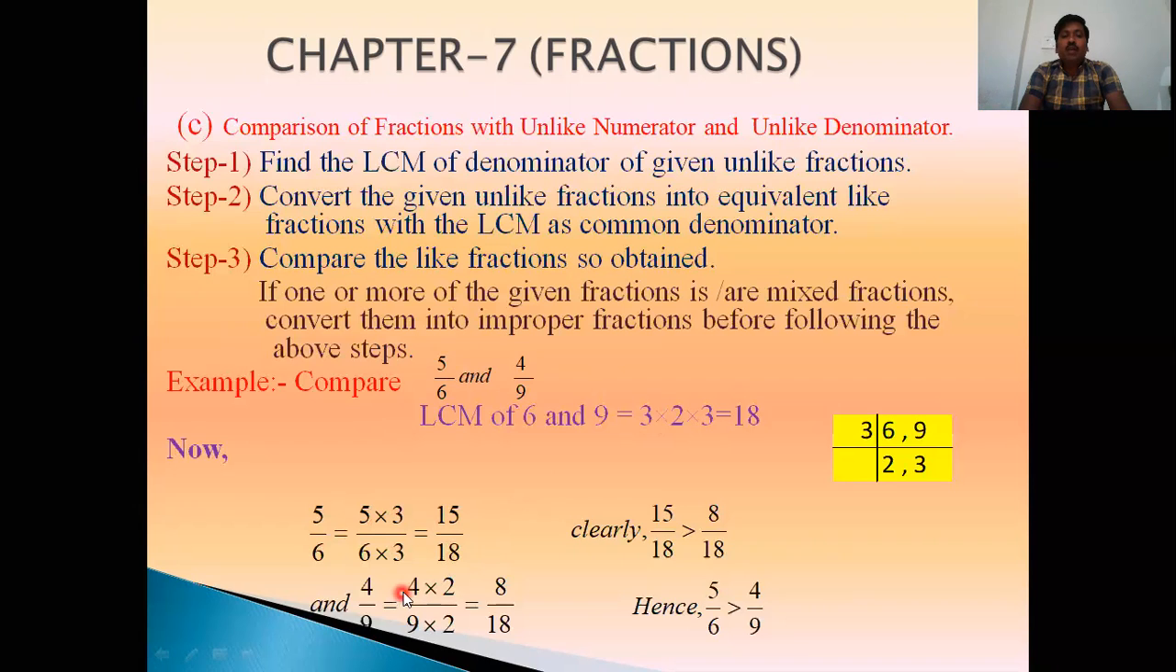And now the other number is 4 by 9. 18 divided by 9, we get 2, and 2 is multiplied to 4 and 9, we also get 8 by 18. Here we see 18 and 18, both denominators are equal. Now to compare 15 and 8, here we see numerator 15 is greater than 8. It means 15 by 18 is greater than 8 by 18. Where do we get 15 by 18? 15 by 18 comes from 5 by 6. So 5 by 6 is the original fraction and 4 by 9 is the original fraction. So 5 by 6 is greater than 4 by 9.